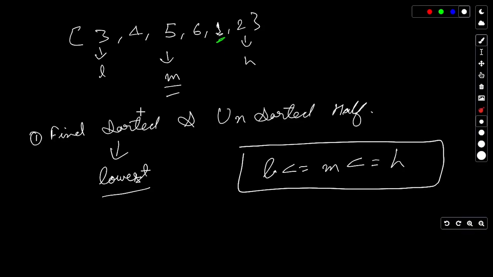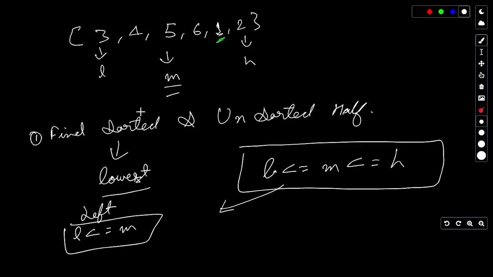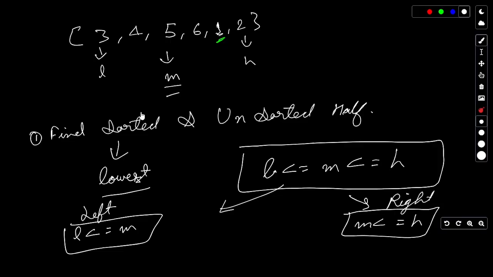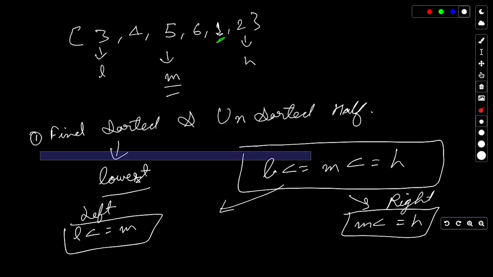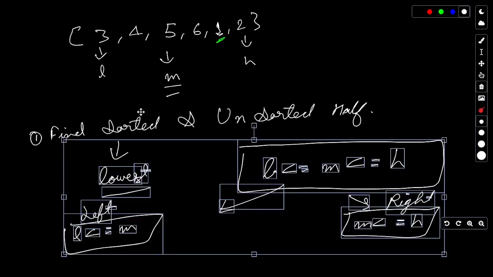If even half of it is true, if I say low is smaller than or equal to mid, that means the left part is sorted. Or if I say that mid is smaller than or equal to high, that means the right half of the array is sorted. Right? So if we can observe clearly within this array, the left half is sorted.